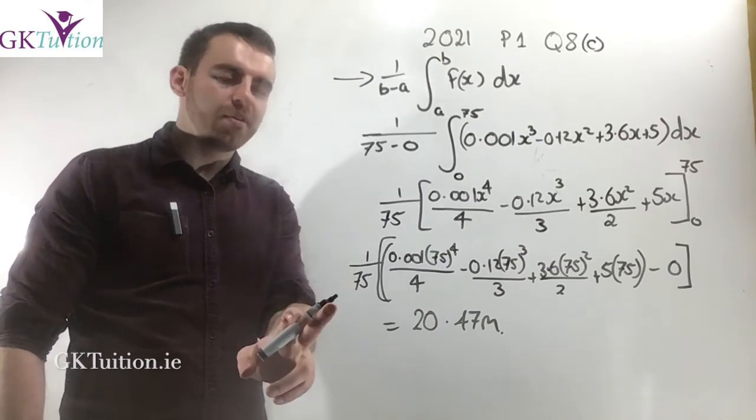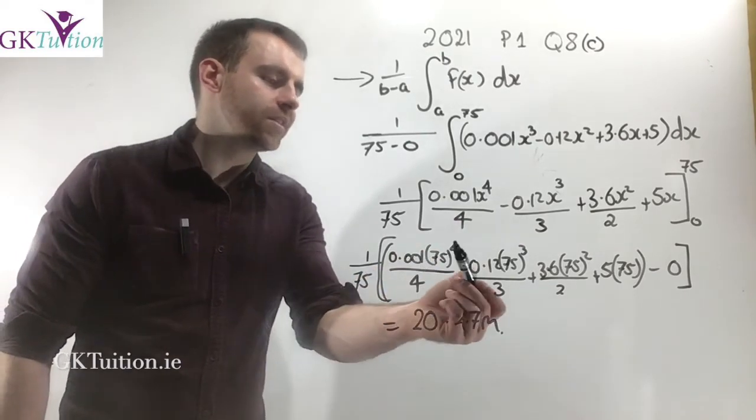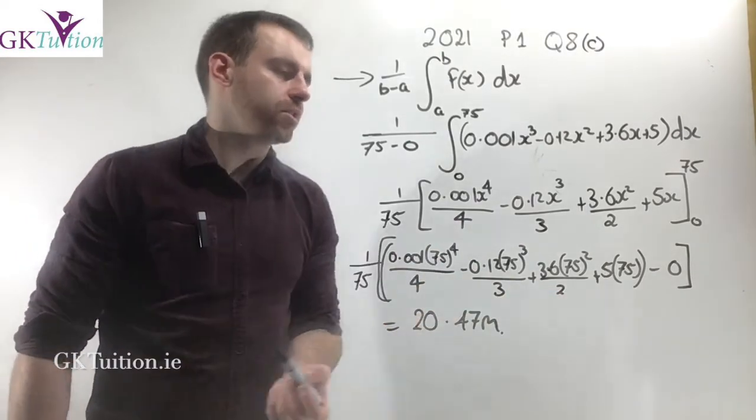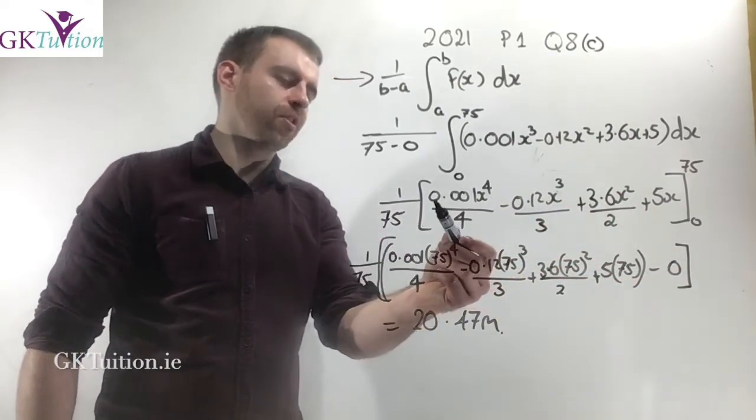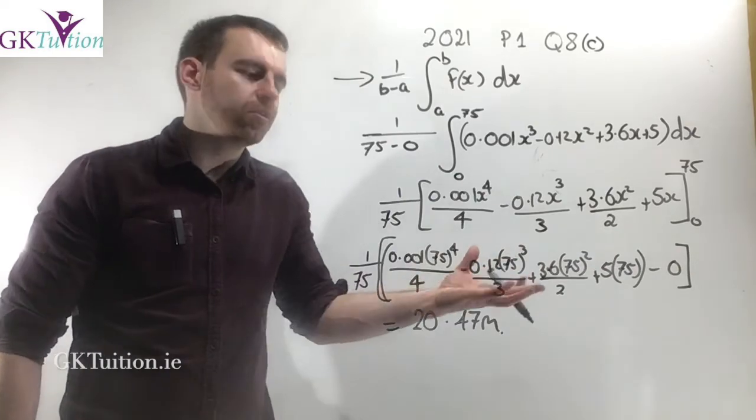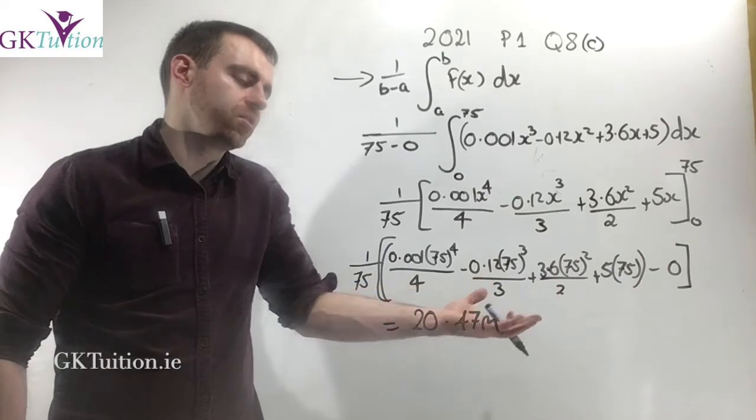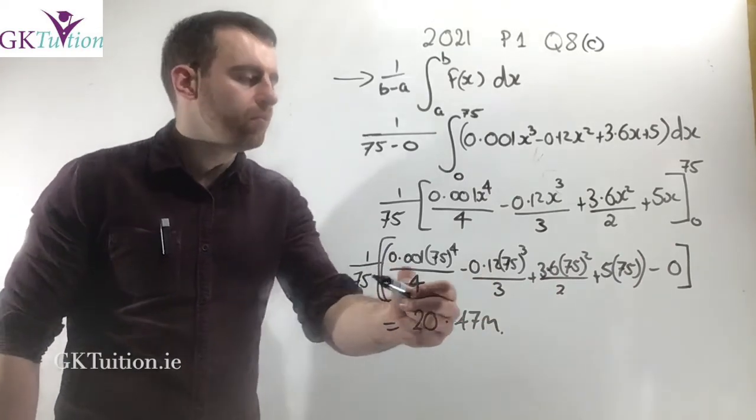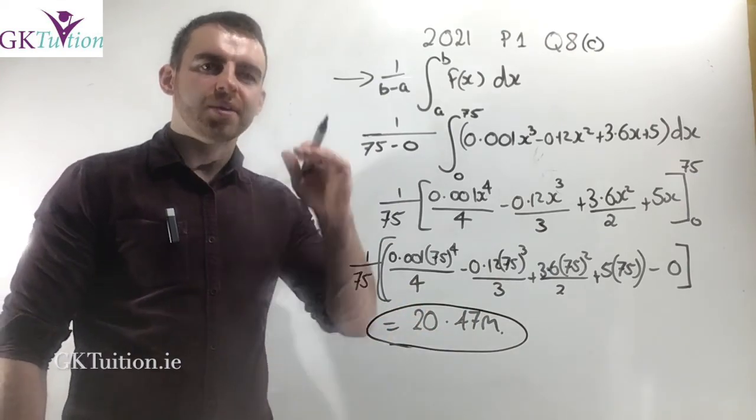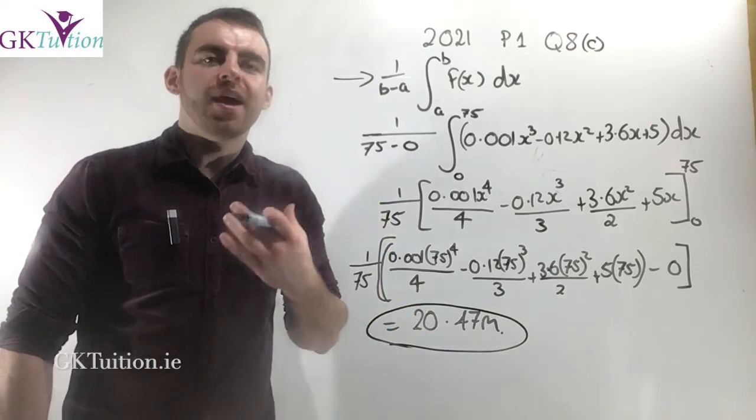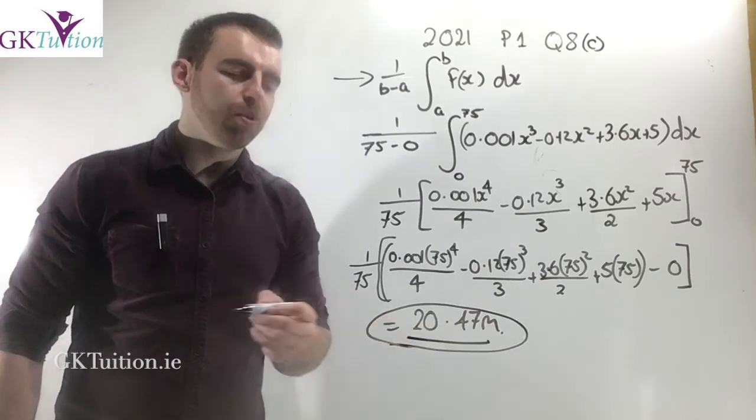The 1 over 75, I ignored it. I left it outside. Then here I've subbed in 75 into the first, second, third and fourth term. Then you sub in 0. But rather than writing it all out, I noticed if I sub in 0 into all of these, everything just becomes a 0. So when you sub in the lower limit here, it's irrelevant, it's just a 0. And 1 over 75 multiplied by all of this, my final answer is 20.47 meters. So the average height above the ground, or the average value of h of x between 0 and 75 was 20.47 meters.